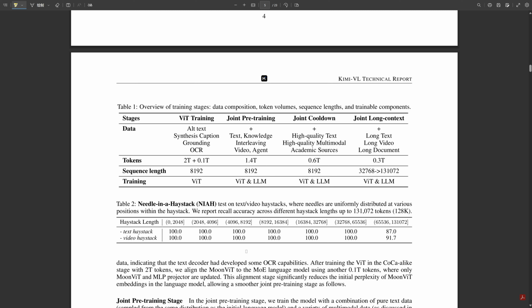Okay, so all of this pre-training is impressive, but they didn't stop there. They also had a post-training phase to fine-tune specific capabilities. First, there's joint supervised fine-tuning, or SFT. What was the goal here?